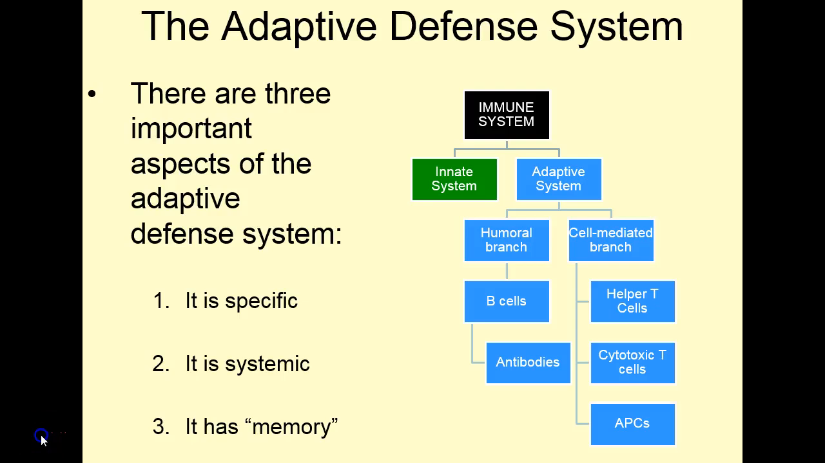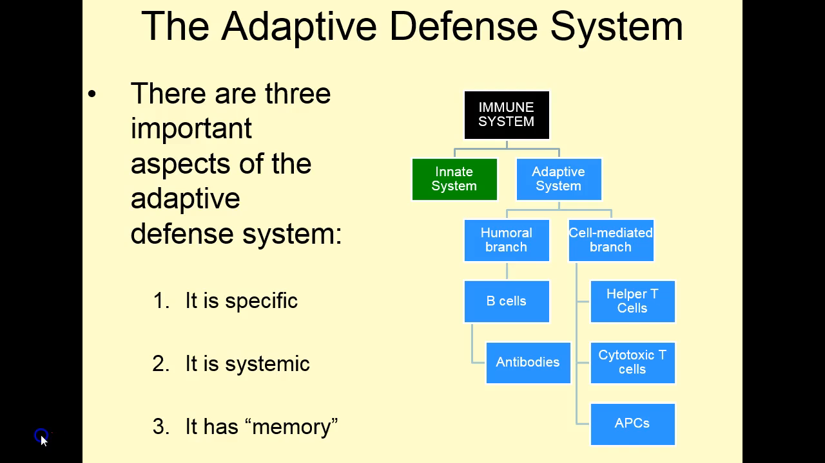Hi, welcome to the screencast designed to orient you to the adaptive branch of the immune system. During our last class, we looked at the innate branch. We're going to ignore that now and focus just on the components of the adaptive system, which are represented on this diagram in blue.